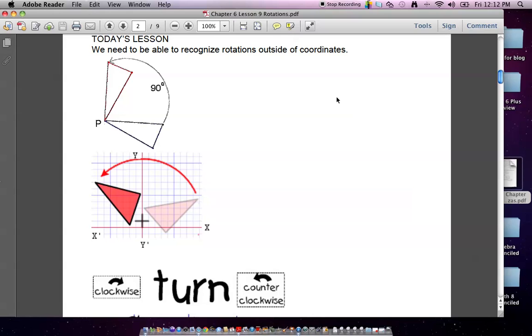We need to be able to recognize rotations outside of coordinates. Just see them. Can everybody see how this triangle here is spinning? It's turning, it's rotating. Same thing here. It's going counterclockwise. Right, same thing here. And they are, very good, they are going counterclockwise. Can you scooch back a little?